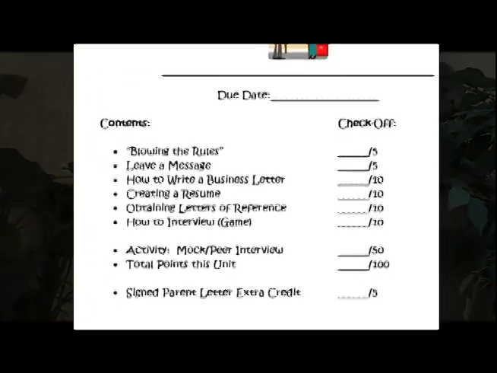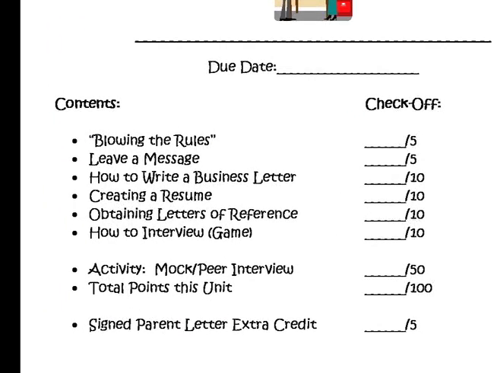At the beginning of each unit is a grade sheet. All units add up to 100 points, plus 5 extra credit points for the signed parent letters. There is also a section for the due date, so that it's easy for your students to see when a unit needs to be turned in.